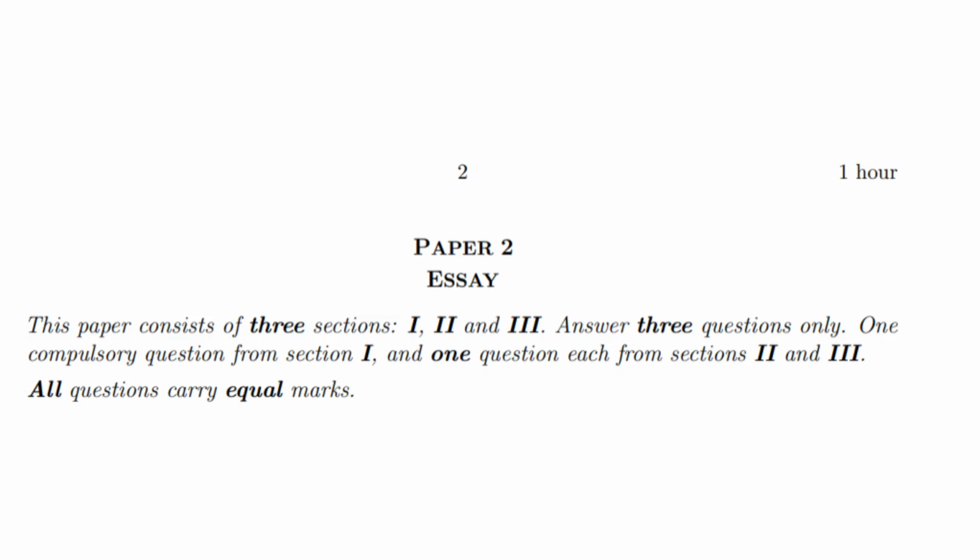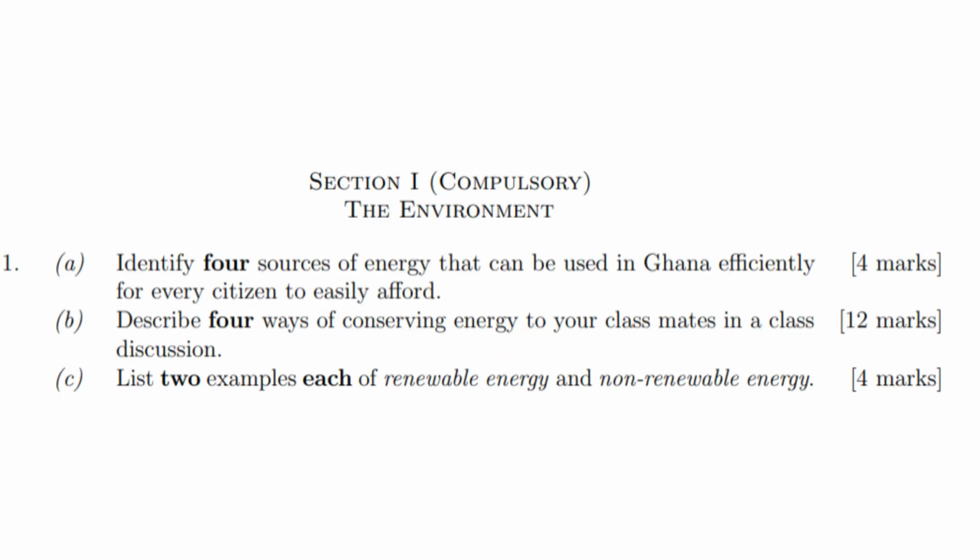So when we open the page, paper 2, this paper consists of three sections: I, II and III. Answer three questions only: the one compulsory question from section I and one question each from sections II and III. All questions carry equal marks. So you have 5 questions and the 5 questions are grouped in sections. Section 1 is a compulsory question, and you also answer other questions from section 2 and section 3.